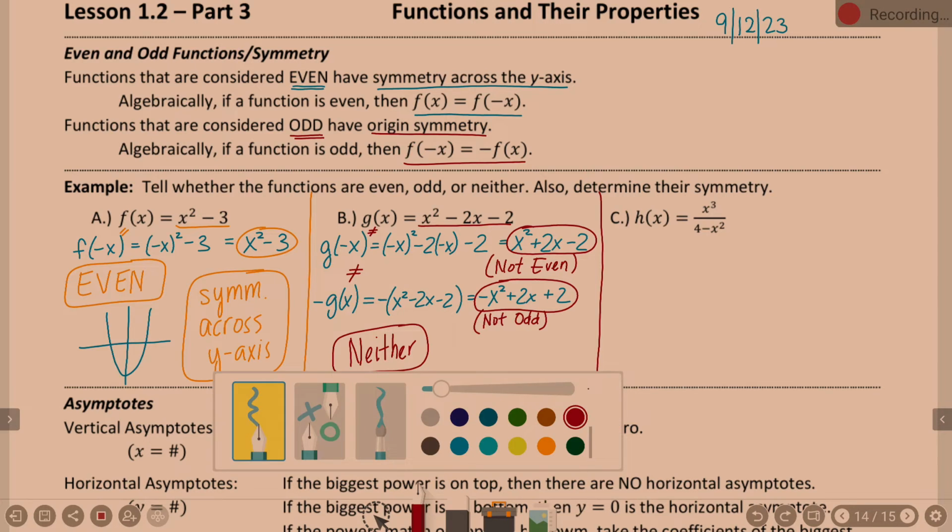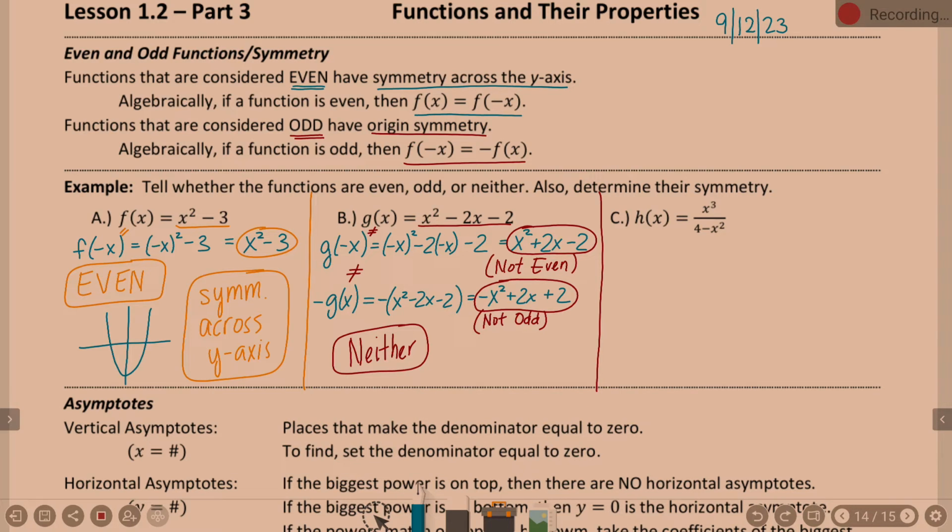Okay, next example. H of x equals x cubed over 4 minus x squared. I'm going to follow my same process. First of all, I want to know, does h of x equal h of negative x? Every place I see an x, I'm replacing it with negative x. So it's going to be negative x raised to the third over 4 minus negative x raised to the second.